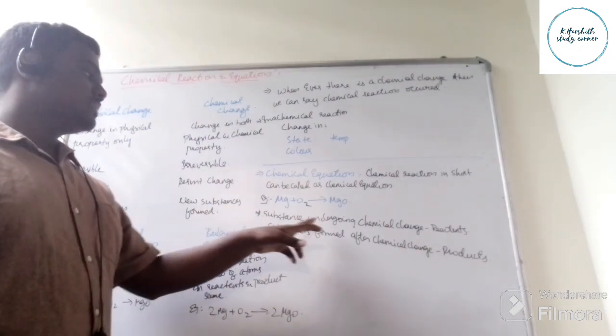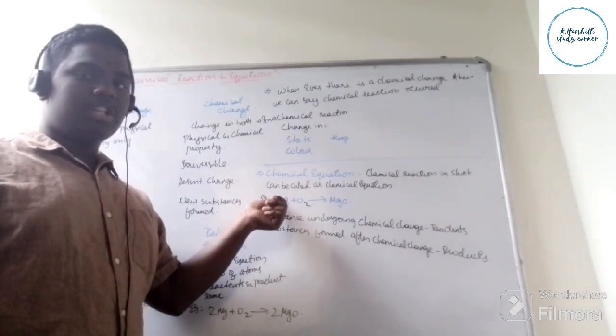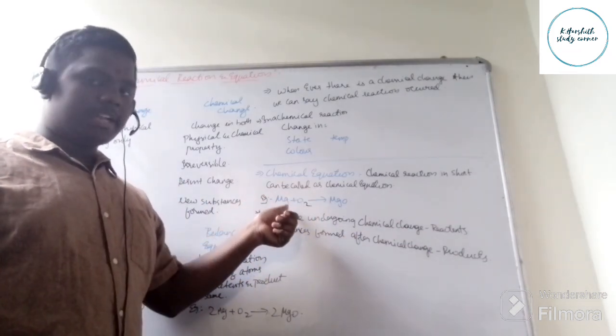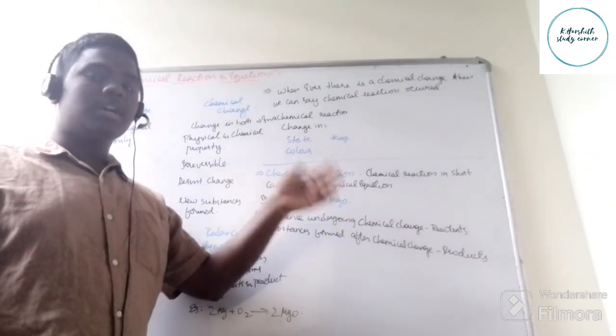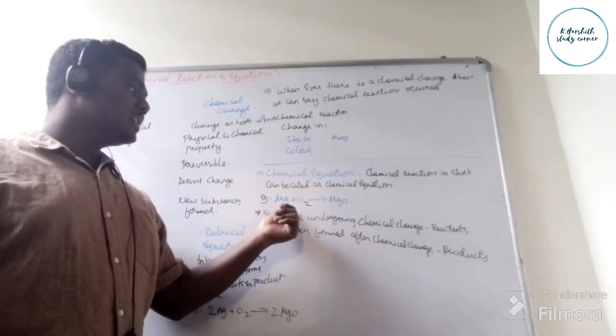Okay, the substances undergoing chemical change, magnesium and oxygen, are called reactants, and the substances that are formed after the change are called the products. Means this is the product, this is the reactants.